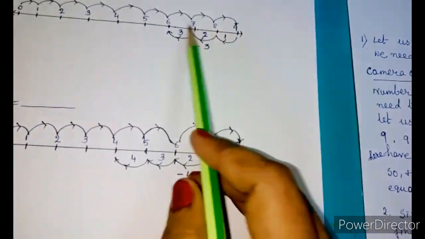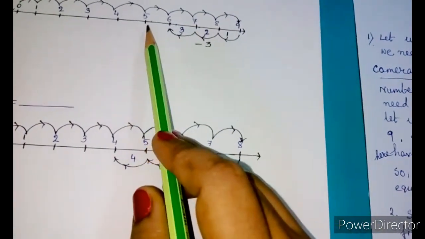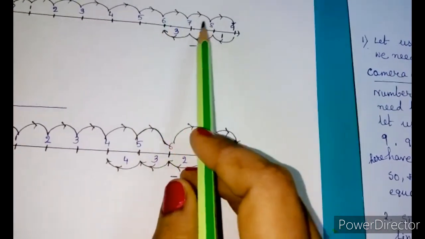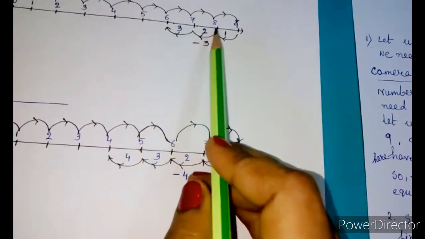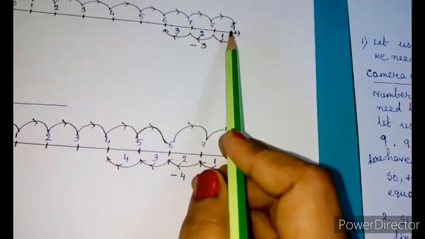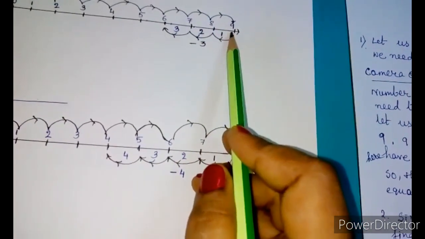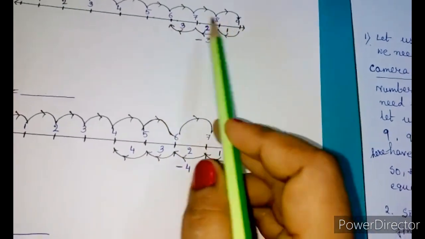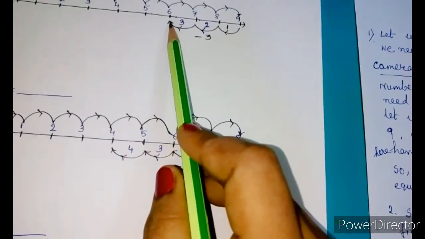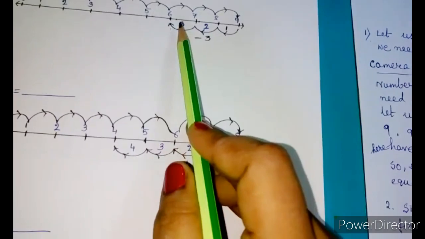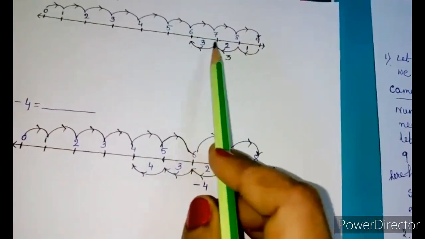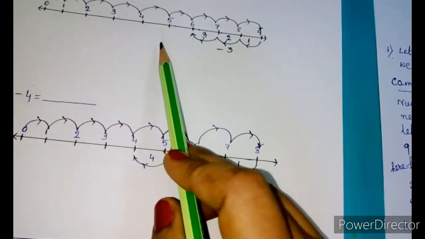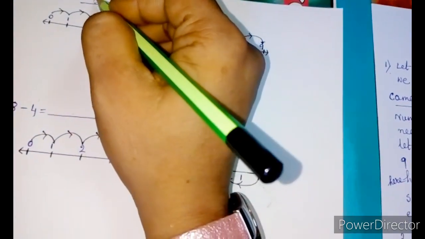Since we need to jump backward in case of subtraction, let us jump 3 steps backward starting from 9. From 9 to 8, 8 to 7, 7 to 6. You can see here we have reached 6. So the required difference between 9 minus 3 is equal to 6. So we have to put the number 6 here.